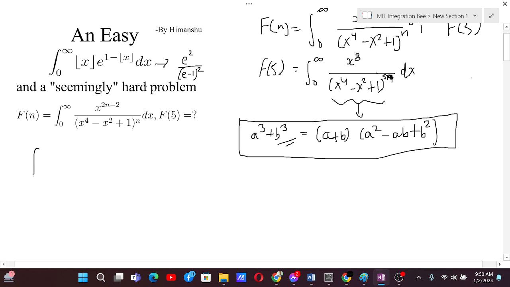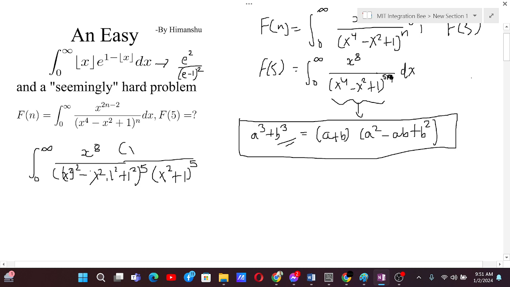So basically the integral from 0 to infinity of x to the power 8 by ((x square) whole square minus x square times 1 plus 1 square) to the power 5. So let us introduce x square plus 1, so that is a plus b, times a square minus ab plus b square, to the power 5. So (x square plus 1) to the power 5 dx.